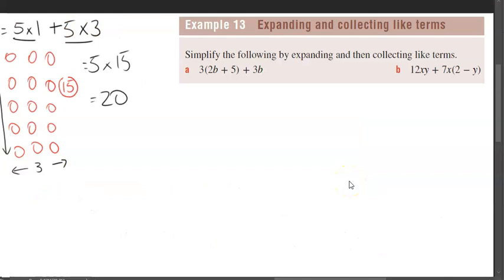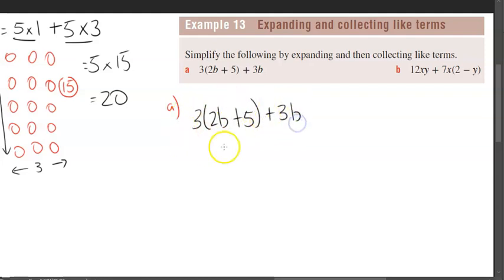Now, the next skill we're going to be looking into is expanding out and then also collecting like terms after you've done the expansion. So there's going to be a bit of multitasking involved with this one. Let's first have a look at this type of question here. We want to simplify this, or expand this out first and then simplify afterwards.